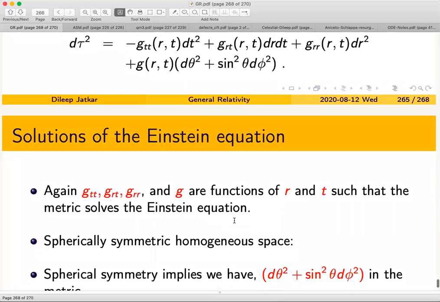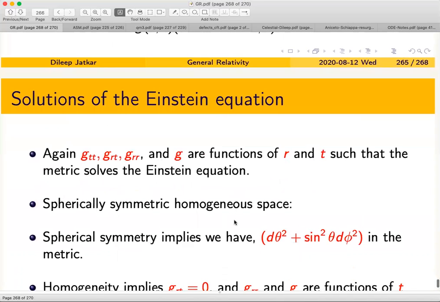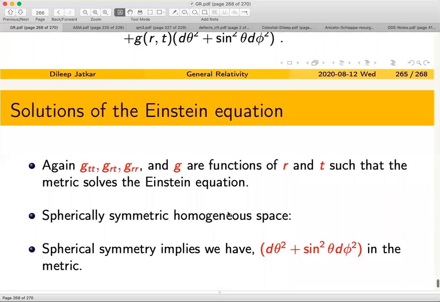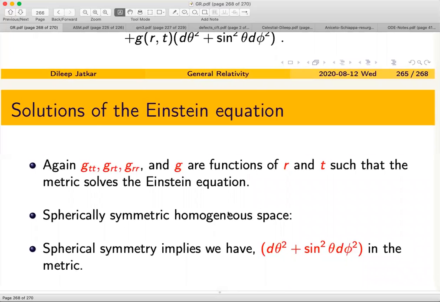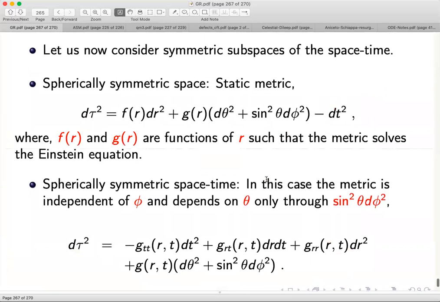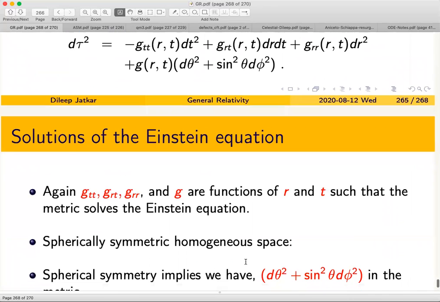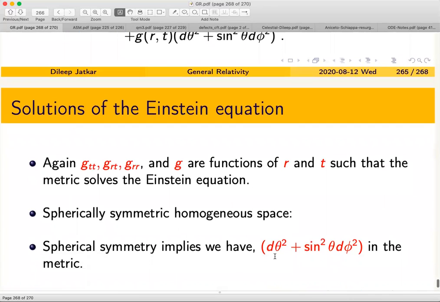Fine. So let's look at the next set of metrics, and that is the spherically symmetric homogeneous space. Now, since the space is spherically symmetric, you know that the metric should contain a d theta squared plus sine squared theta d phi squared. We have already encountered this in two earlier spherically symmetric examples, here as well as here. So we know that spherical symmetry would imply the metric should have this factor.